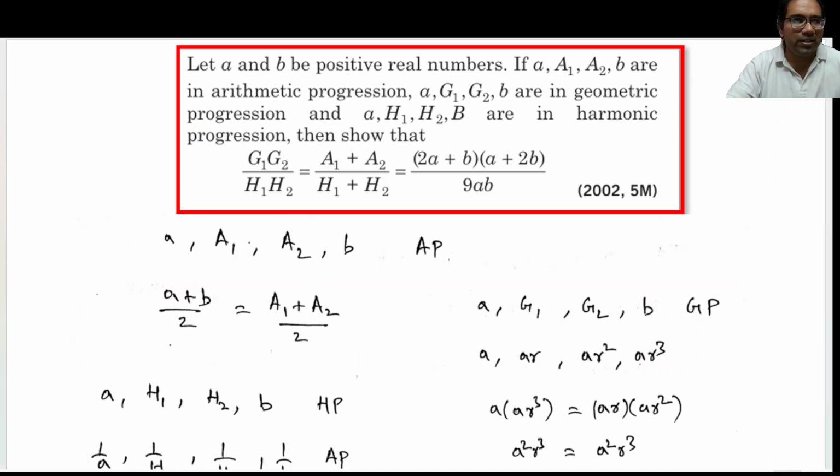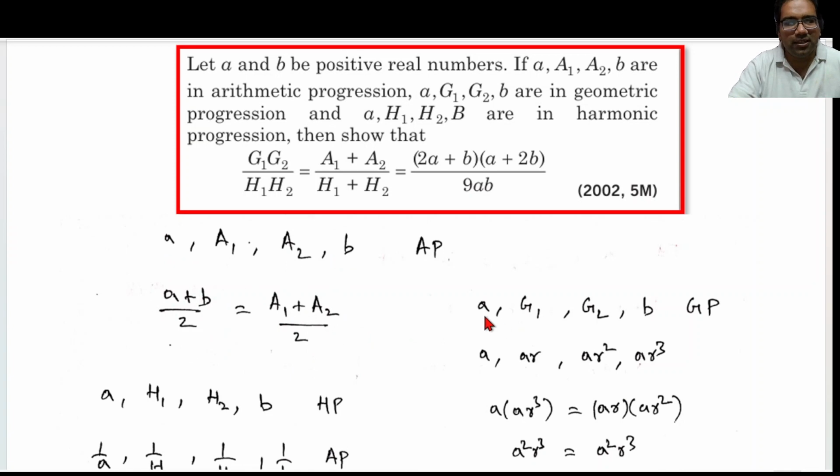So when A1 and A2 are the arithmetic means, a, A1, A2, b are in arithmetic progression. What does that mean? The average of a and b should be equal to the average of A1 and A2. That is, (a+b)/2 equals (A1+A2)/2. Simple. That means a plus b is equal to A1 plus A2.